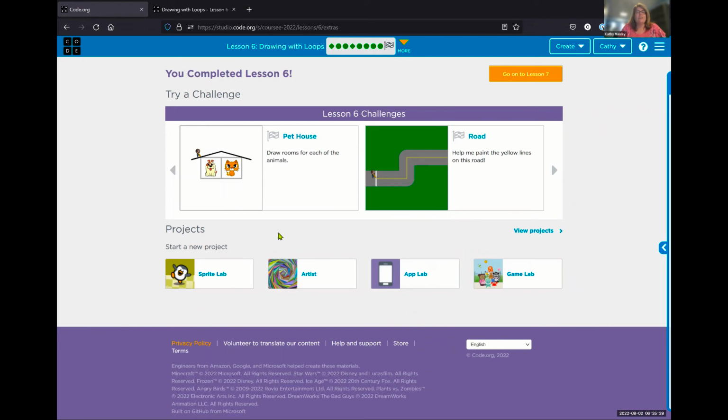The other thing they can do, you'll see down at the bottom, is start new projects. They have the Sprite Lab if they've been working on something that they could continue. And in the artist, it is a free play opportunity to do some drawing on their own. These can be accessed at home or in an after school setting, after completing classroom activities. They're really available for students to come back to on their own. It doesn't have to be part of a class activity.